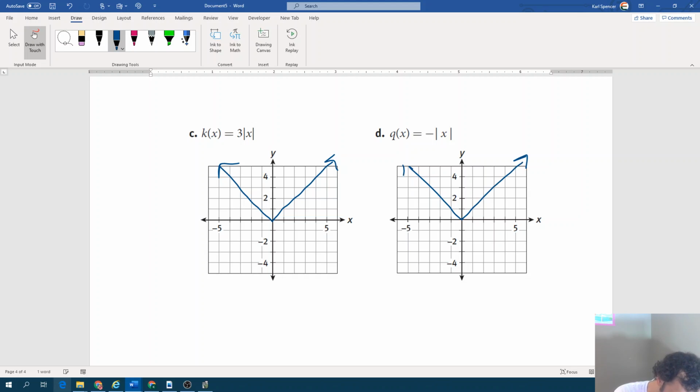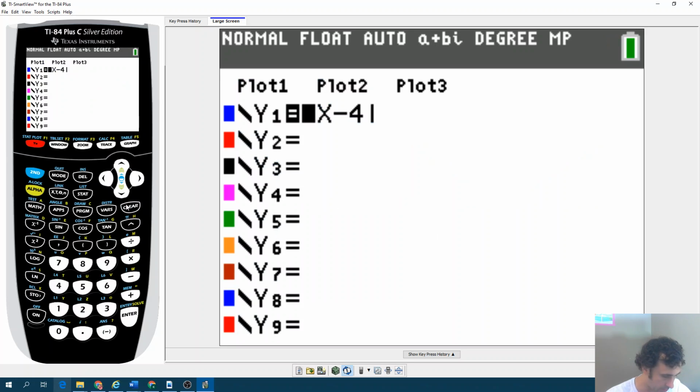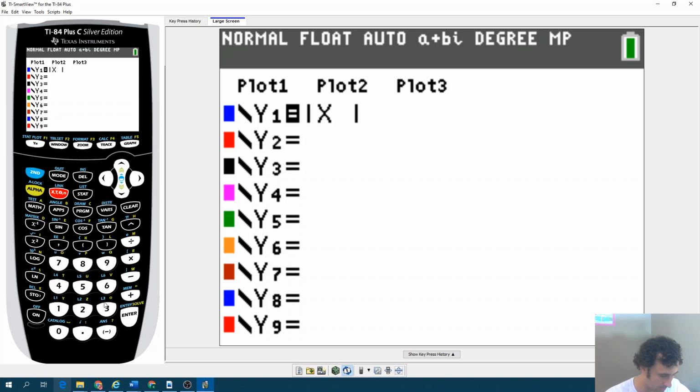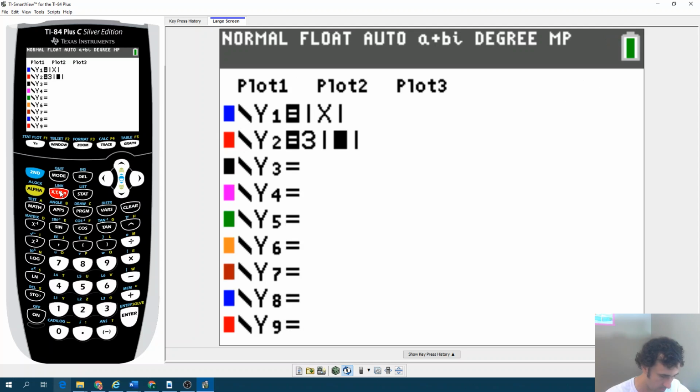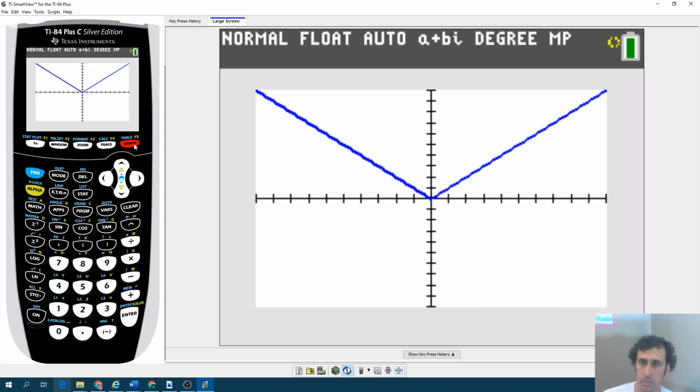And we're going to see what happens to the graph. Again, I'll go to the calculator. We'll try graphing it on the calculator, see how that looks. Then we'll put it on our graphs. So the first equation, we had the absolute value of x. The second equation, we had 3 times the absolute value of x. And when I graph them, first equation, absolute value of x. Second equation is 3 times the absolute value of x.